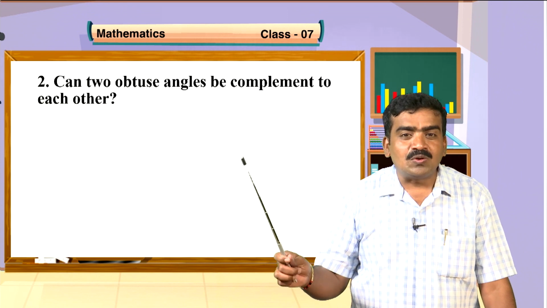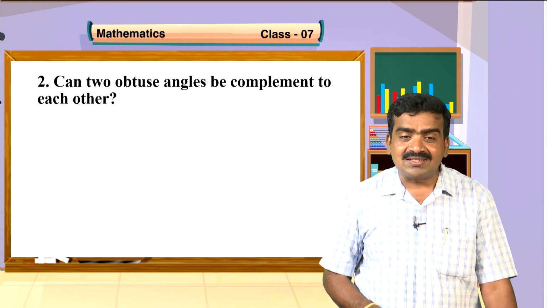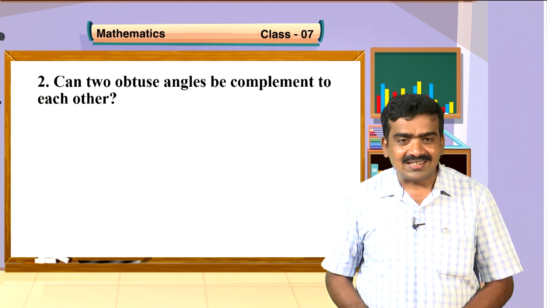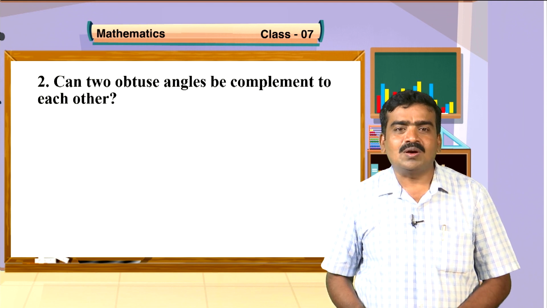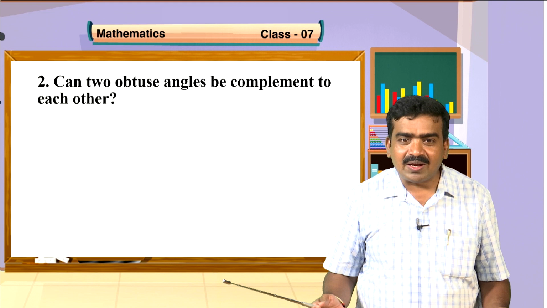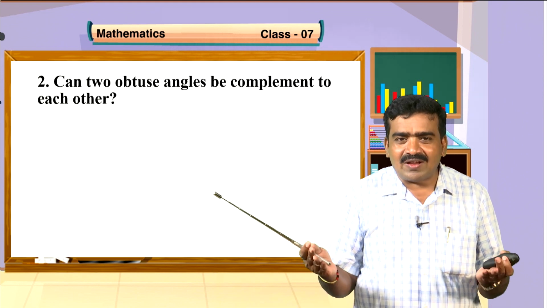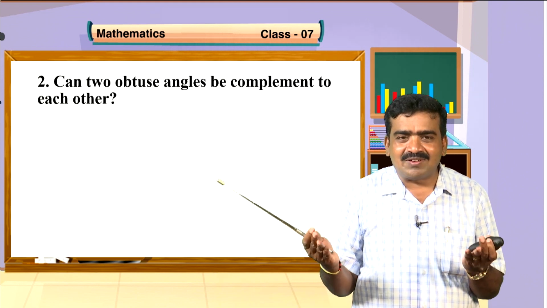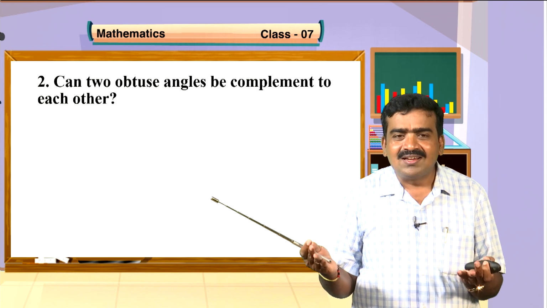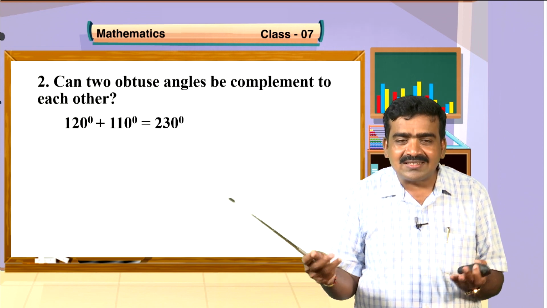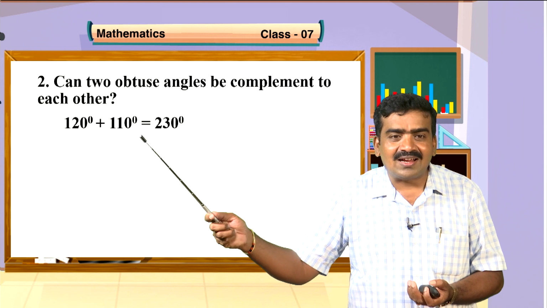Can two obtuse angles be complementary to each other? Shall we test it? Okay, take two obtuse angles. What is meant by an obtuse angle? If the measure of an angle is more than 90 degrees and less than 180 degrees, it is an obtuse angle. Take two different obtuse angles. Let us take 120 and 110 degrees.